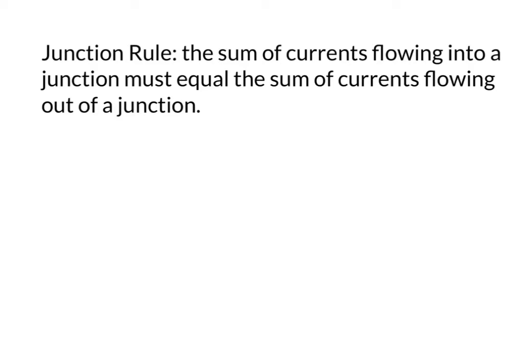Now, let's talk about Kirchhoff's second law, which we call the junction rule. What the junction rule states is that the sum of currents flowing into a junction must equal the sum of currents flowing out of a junction. So let's go ahead and start with an example. I'm going to draw a circuit with one junction, and then we're going to talk about all the different currents in our circuit.